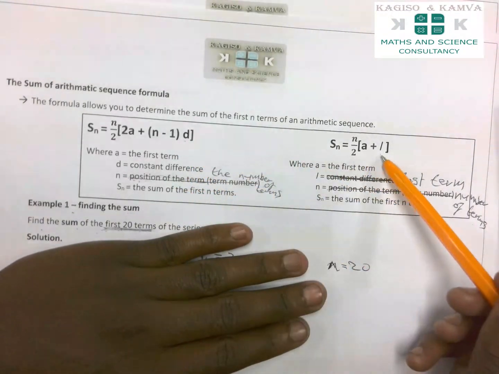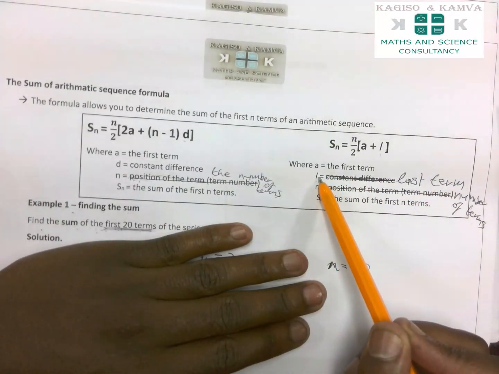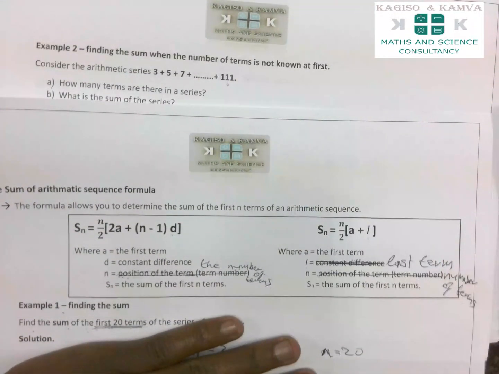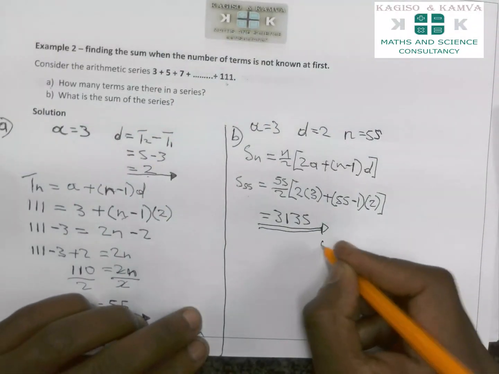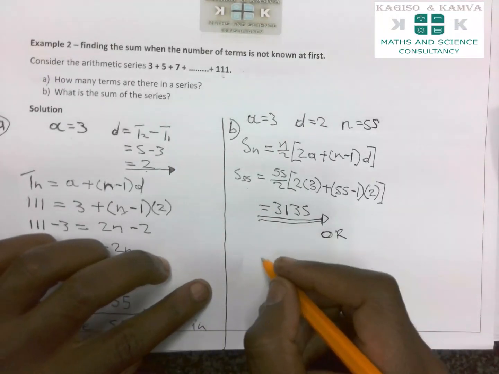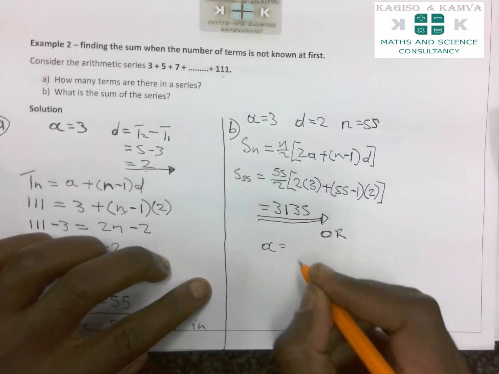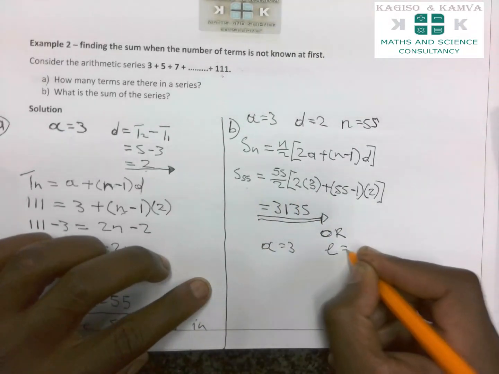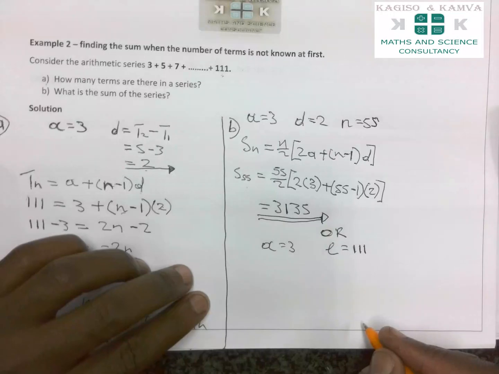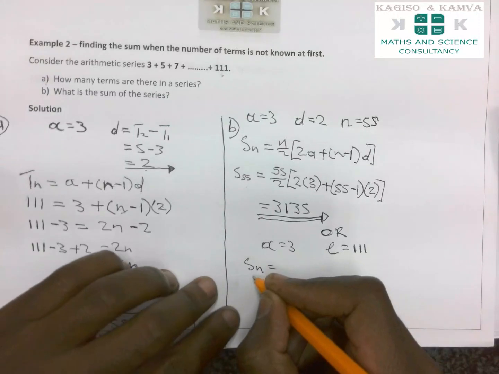Okay, good. Now another way of doing it, because we've got two formulas, I used this one. We can also use the other one because we know the last term. The last term here is 111. So let us use the alternative method. We know a is equal to 3 and l is equal to 111. So Sn is equal to n over 2 (a plus l).